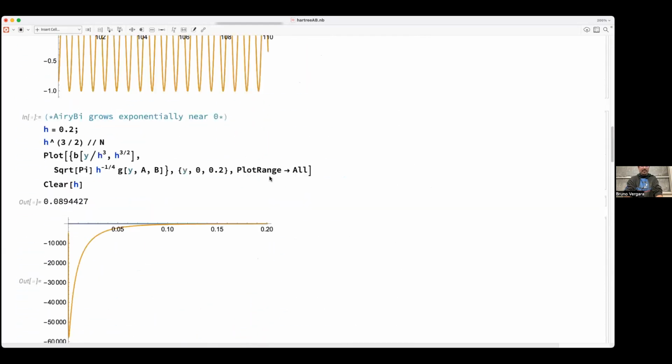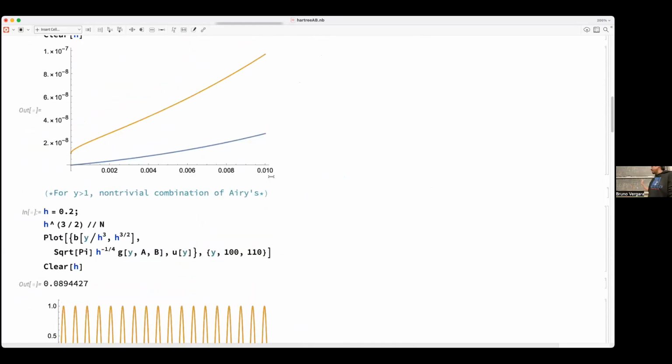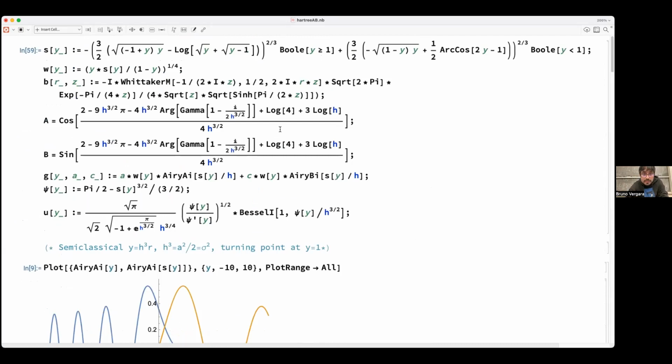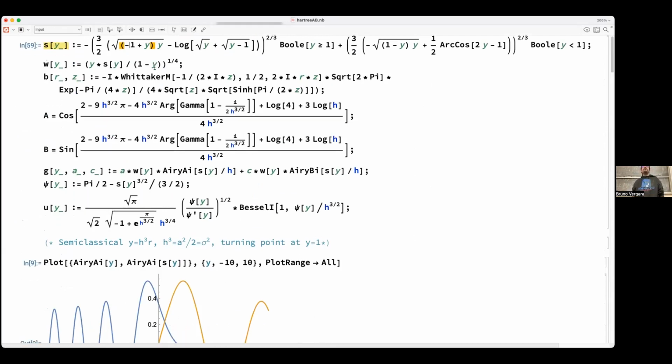So as I said, right, maybe I have it here. Actually, I have it. So I have the implementation of the reparameterization S for all values of Y. So basically now I was working on the left of the turning point.